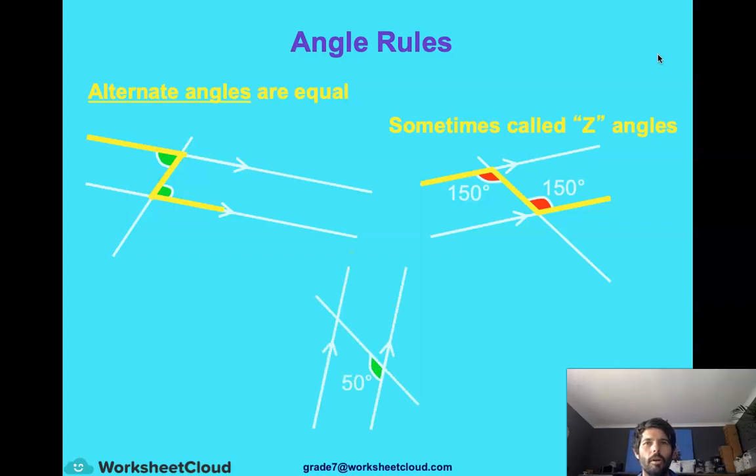And just like the corresponding angles, the Z doesn't have to always be written normally. It can be back to front, upside down. As long as those two arms are parallel, then your armpit angles or your angles under the arms of the Z are equal.